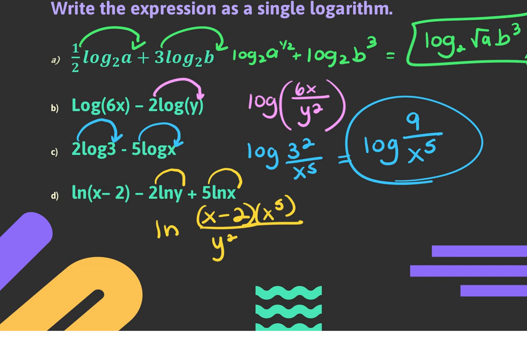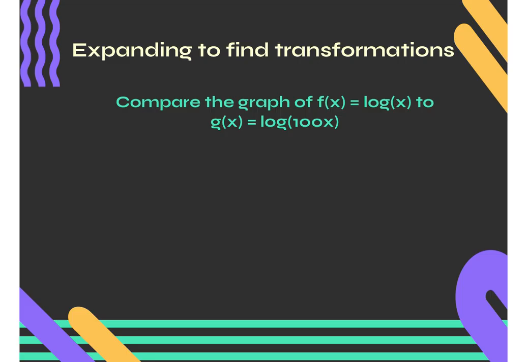Now we're going to take the graphs and the expanding and put it together. So compare the graph of log base 10, obviously, because it says log, of x to the graph of g of x equals log 100x. So what's one transformation that I would get without having to simplify it all? How would I describe the transformation from f to g? Horizontal dilation by a factor of 1 over 100.